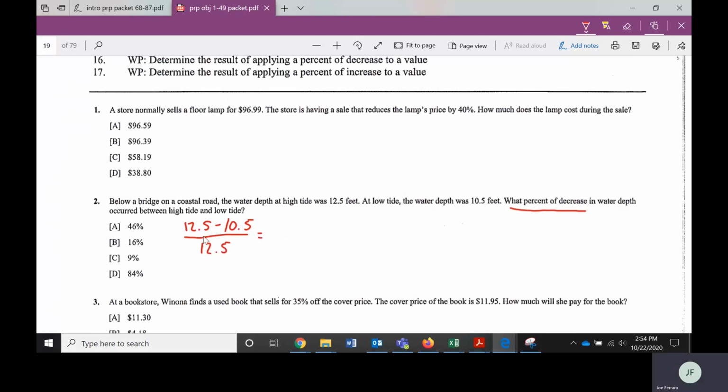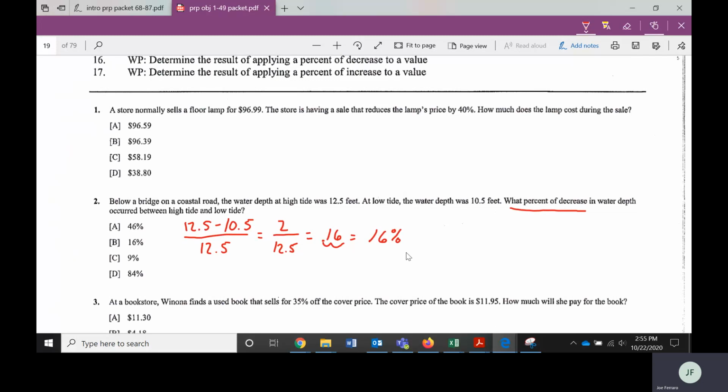Okay, now you've got easy subtraction on the top. 12.5 minus 10.5 is 2. The bottom stays 12.5. Now you do division. Top is 2 divided by the bottom, 12.5. And that gets you 0.16. And remember, this gives you the percent as a decimal. So you go 1, 2, and it's 16%. And they asked what percent of the decrease was, so you don't really have to write that out next to it.